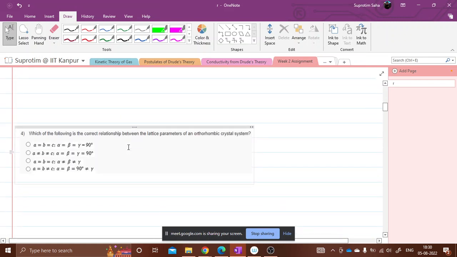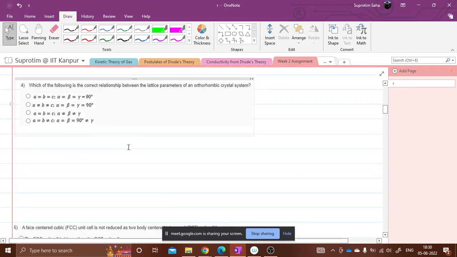So the next question is, which of the following is the correct relationship between the lattice parameters of an orthorhombic crystal system? This is an informative question. So for orthorhombic, you have A not equal to B not equal to C, but the angles are all right angles. They are mutually perpendicular. So that would be the right answer.